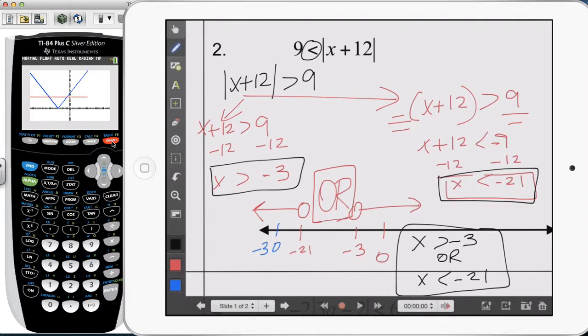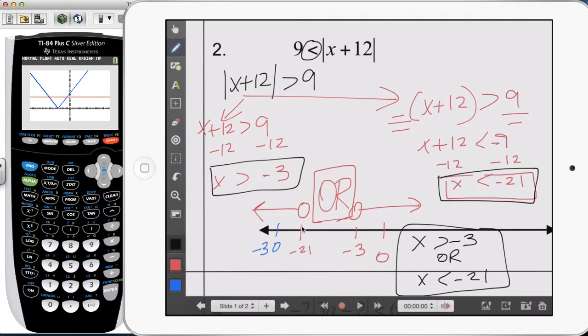and that's the line. Now, you're interested in the part where the absolute value, or the V shape, is above 9, greater than 9. So what part of the V shape is above 9? This is above 9 and this part is above 9. So how many parts do you have? Two different parts, and that's why you have two different inequalities, two different lines.